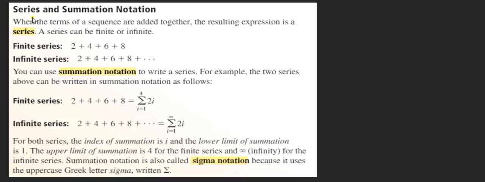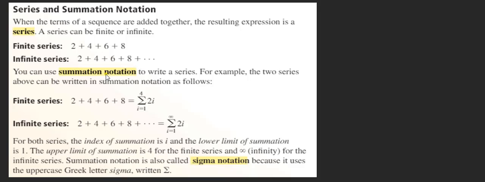Now we're going to talk about series. A series is when the terms of a sequence are added together. That's the series. And so we could have finite series or infinite series, just like the sequence. Now, just note that a series has an addition symbol between two terms, because it is the sum of a sequence. If we get rid of the addition symbols and put commas, then that becomes a sequence.